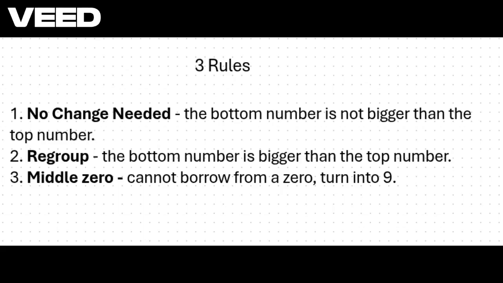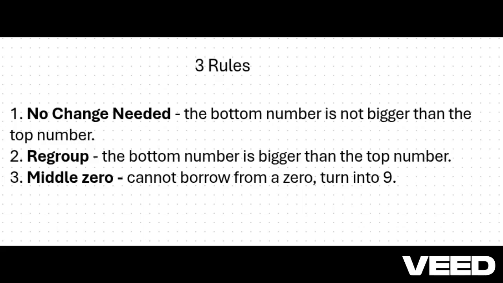Again, we are talking about a specific column, just the numbers in a specific place value. And then the third, our newest addition to the rules, is called middle zero. Please repeat after me, middle zero. Well done. Middle zero happens when you cannot borrow from a zero, and these numbers turn into 9. So these are our three rules that we're going to be practicing today.